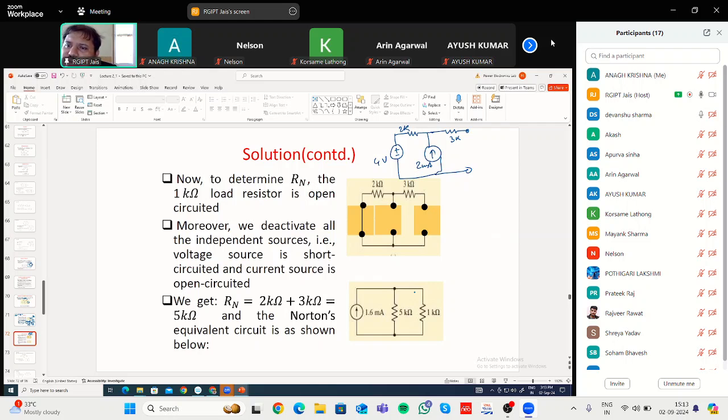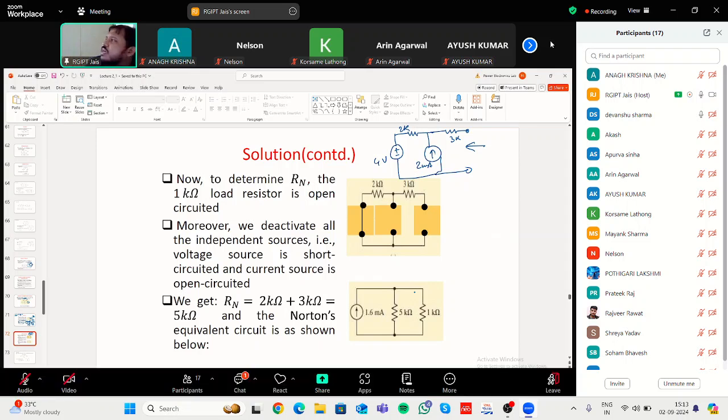then what you have to do? Then you have to deactivate the sources. You are only seeing the net resistance, the equivalent resistance, when you are looking from these two open terminals. Okay. Then the next step will be to deactivate the sources.